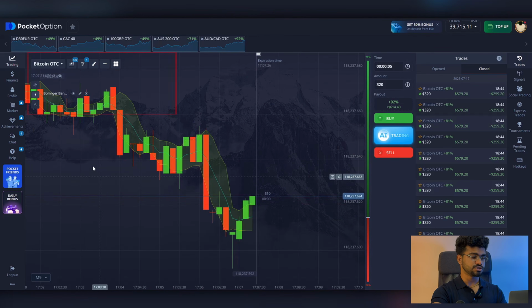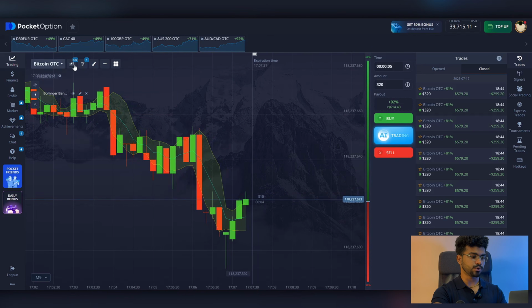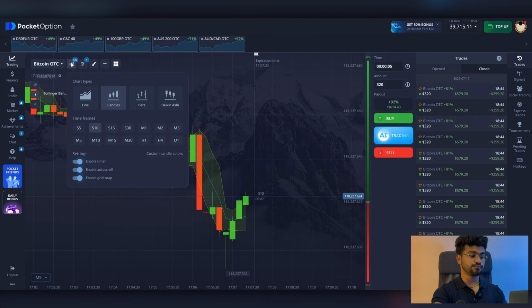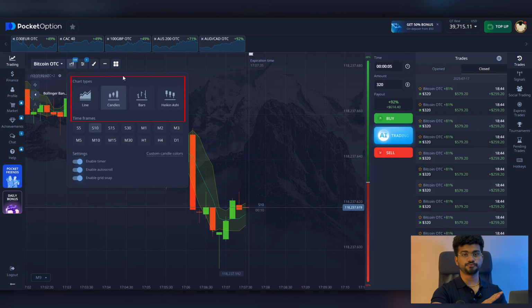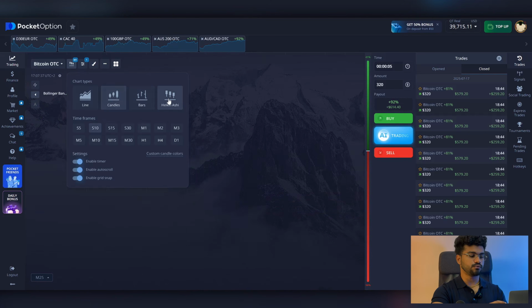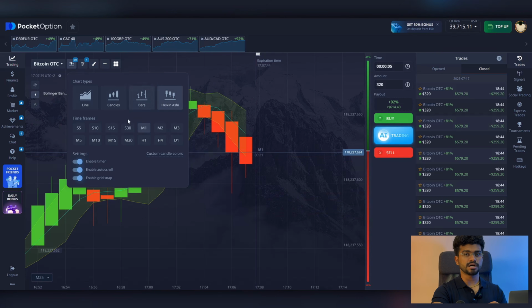If you go to the top left corner right next to the asset selector, here you have the chart panel where you can choose from 4 different chart styles, which are line, candles, bars and Heikin Ashi, which is great for smoothing out the market noise. Right below the chart types, we have time frames where you can choose from as little as 5 seconds all the way up to 1 day.